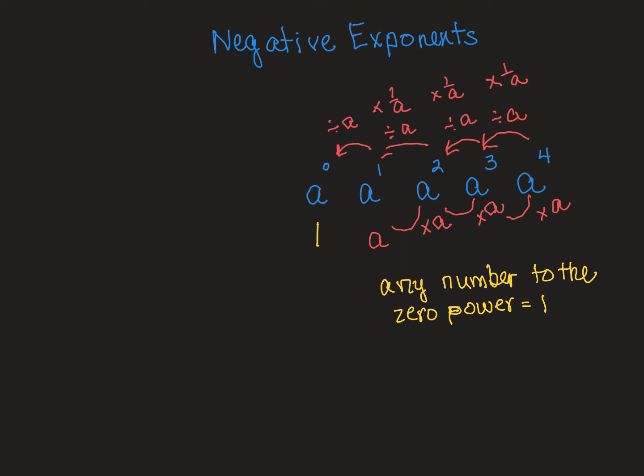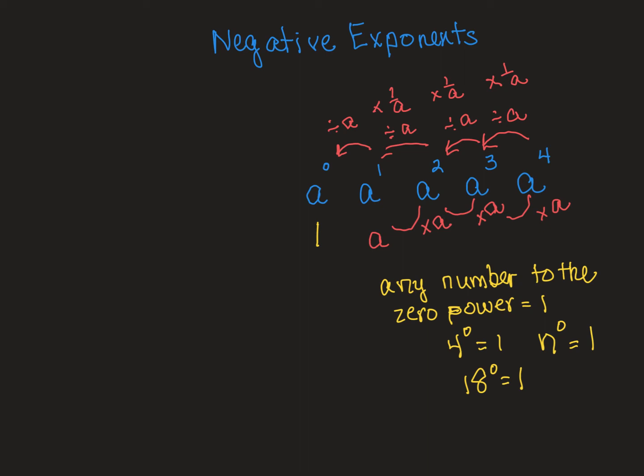That means that 4 to the 0 power is 1. 18 to the 0 power is 1. N to the 0 power is 1. So we want to remember that. Anything to the 0 power is 1, and it makes sense. You can see that in the line.